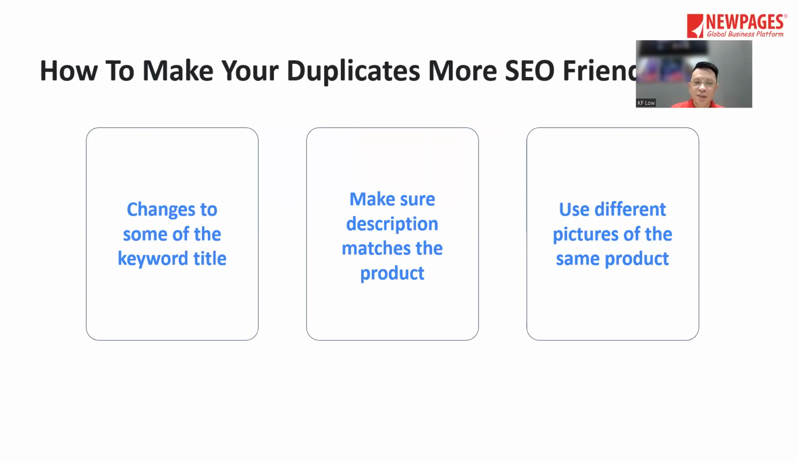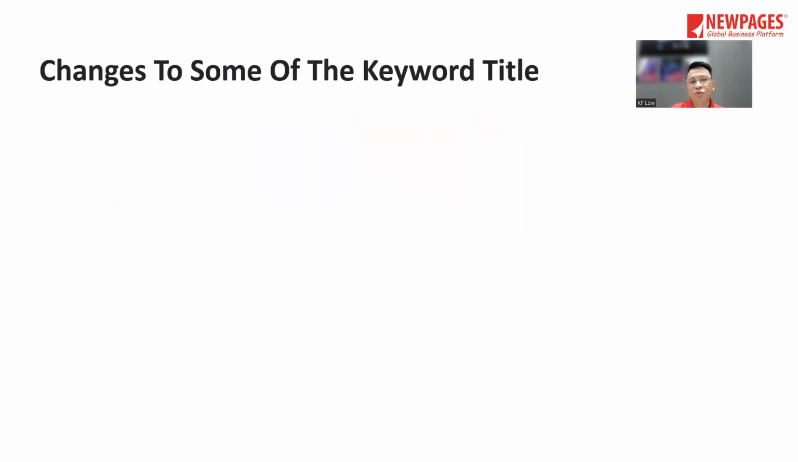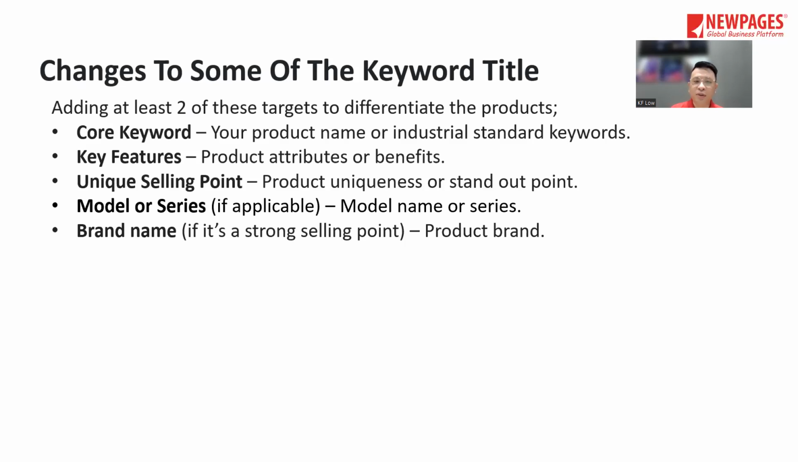So I'll show you how to change some of the keywords in the title. Remember, if you attended my tutorial on constructing effective product titles, here I'm going to share with you again. You don't have to combine all of them: core keywords, which is your product name; keyword features, your product attributes; unique selling point, or product uniqueness or standout point; and then model or serial number if you have it; and your brand name. You don't have to combine all of them. At least you can combine 2. This is to differentiate the product postings, and that is good enough really.